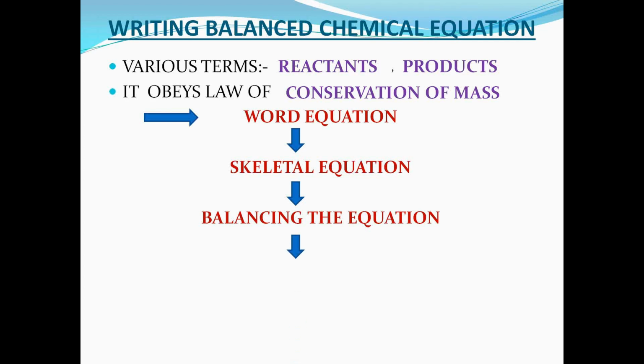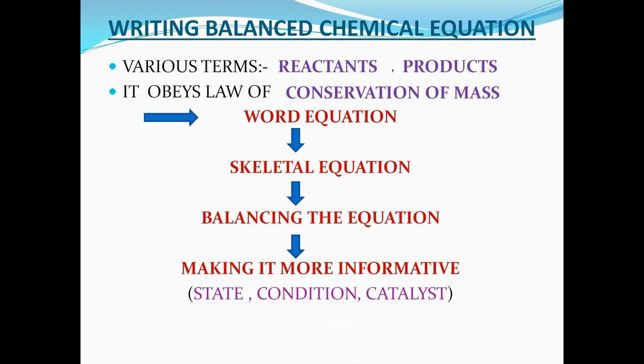Next, after balancing the chemical equation, we can make it more informative by writing various information like state, writing the state of various reactants, whether they are in solid state, liquid state, gaseous state, or they are in aqueous state. Various conditions necessary for the reaction to take place, whether heat is required for the reaction to take place, whether the light is necessary for the reaction to take place. For example, the photosynthesis reaction cannot occur without the presence of sunlight.